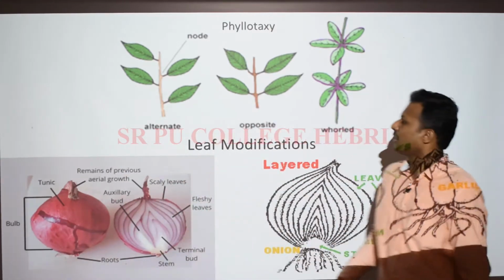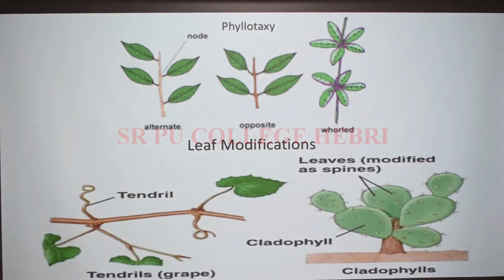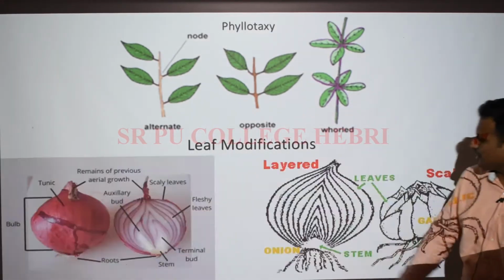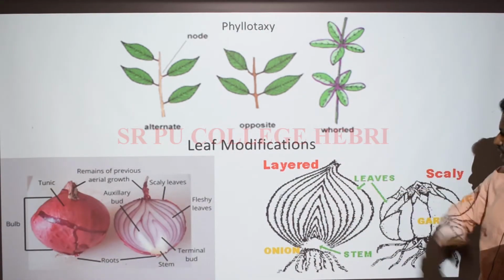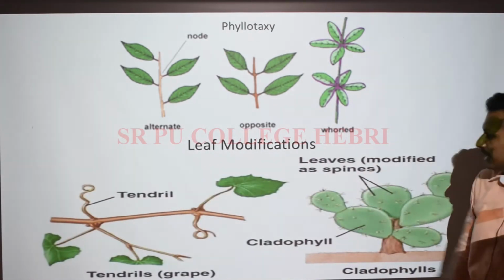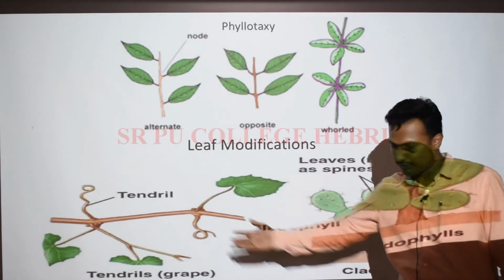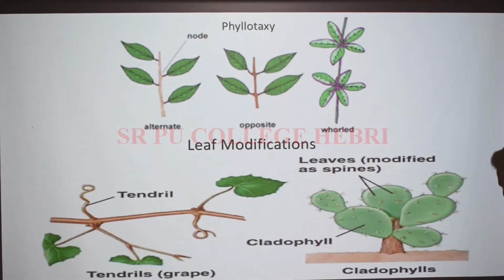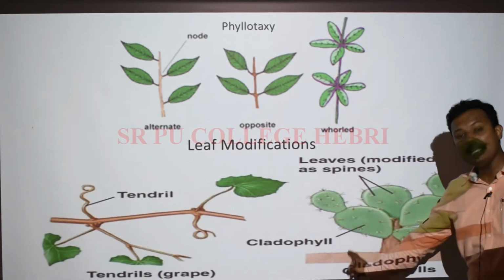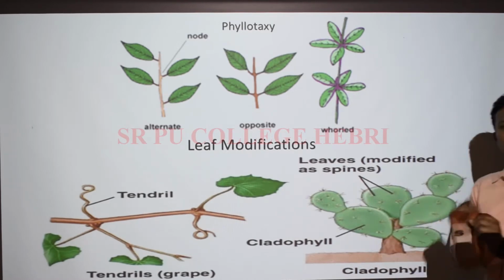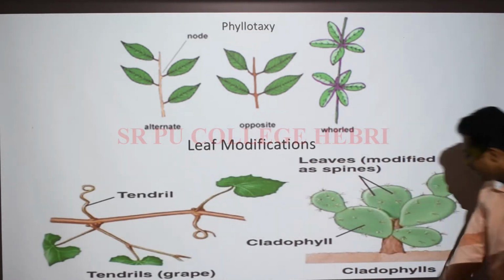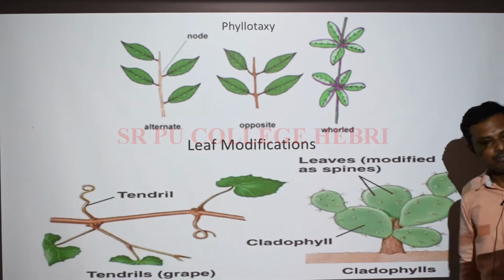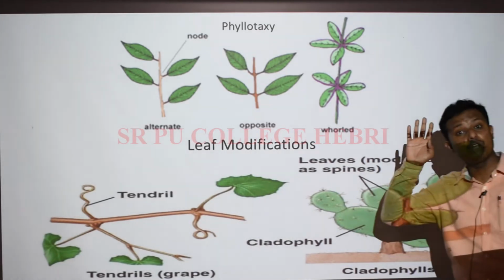Then moving towards the next one. Here, leaf modifications for mechanical support. This was for food storage. This is for mechanical support. Leaf tendrils, as in the case of the grape, and cladophylls. Right? Here, the leaves have been modified to produce small thorn-like structures. Then what is this green structure we are seeing? That is the modified stem.